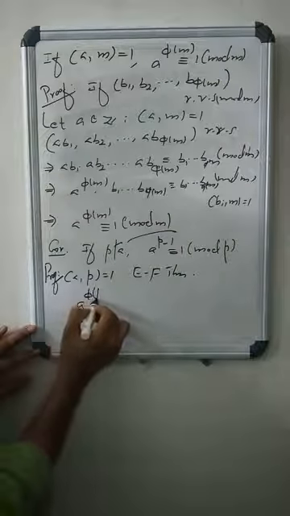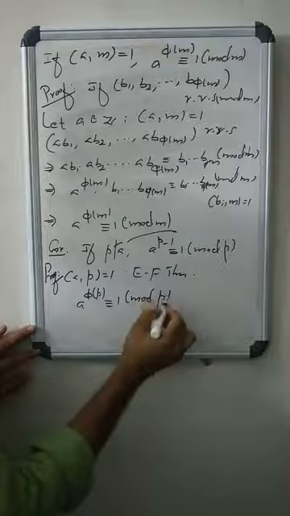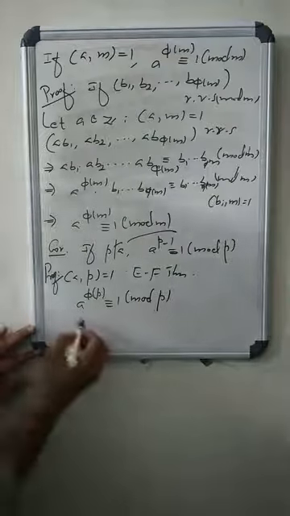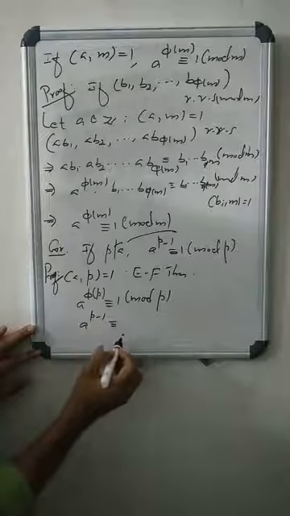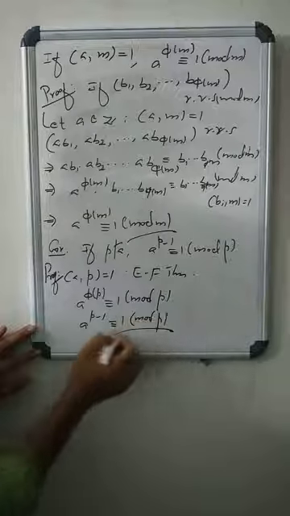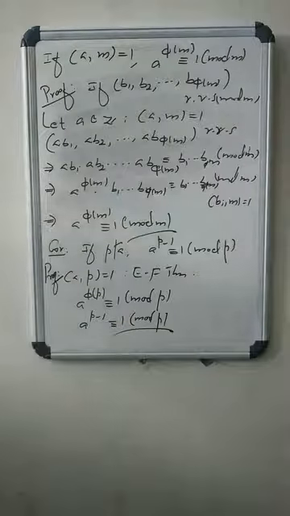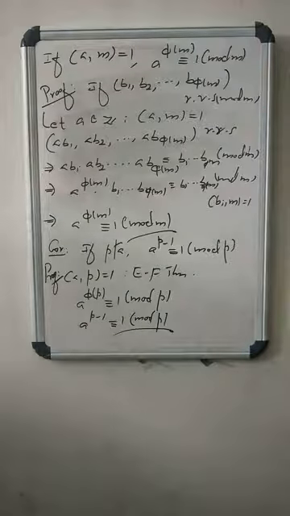a^φ(p) is congruent to 1 mod p. Since p is prime, what is φ(p)? φ(p) is p minus 1, since φ is Euler's totient function. So a^(p-1) is congruent to 1 mod p. That's immediate, so this is a corollary of the Euler-Fermat theorem: if p does not divide a, then a^(p-1) is congruent to 1 mod p.